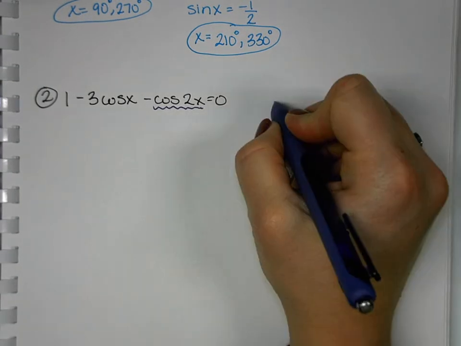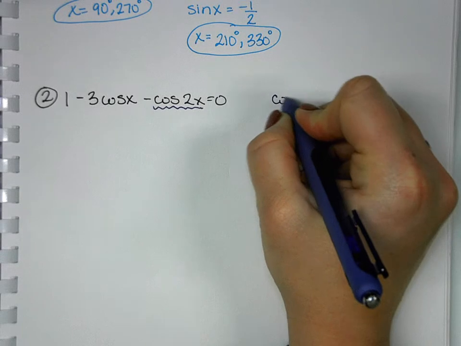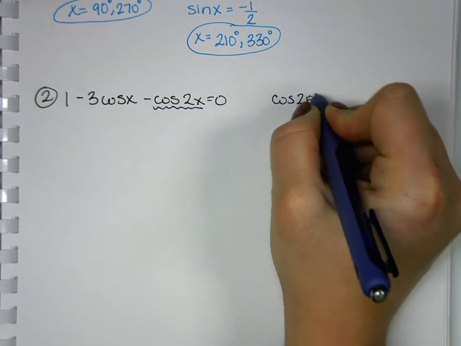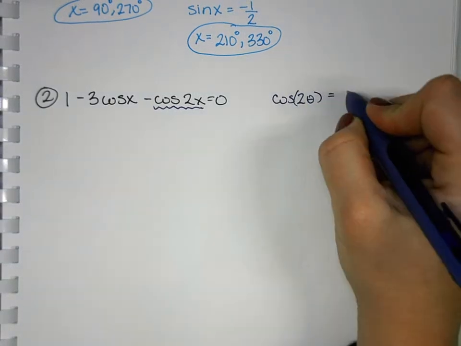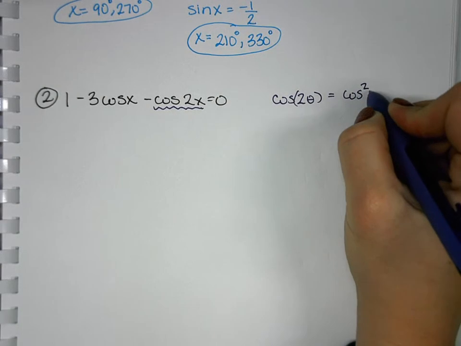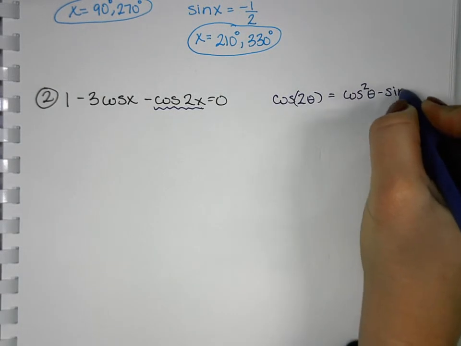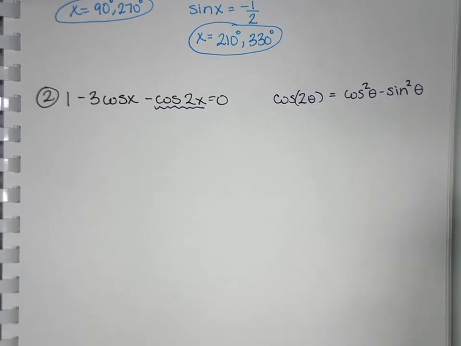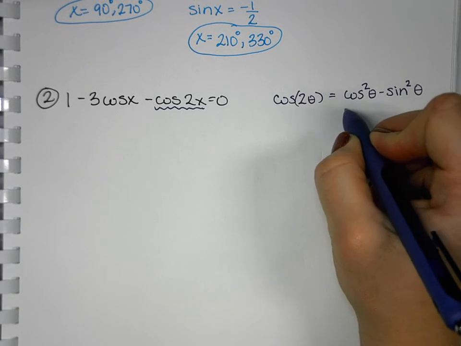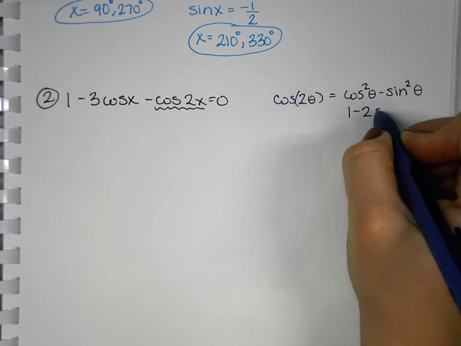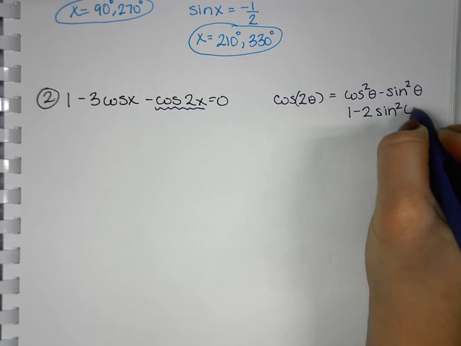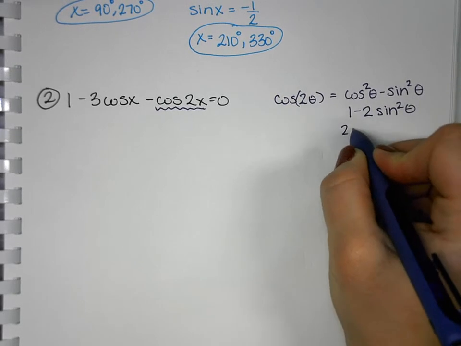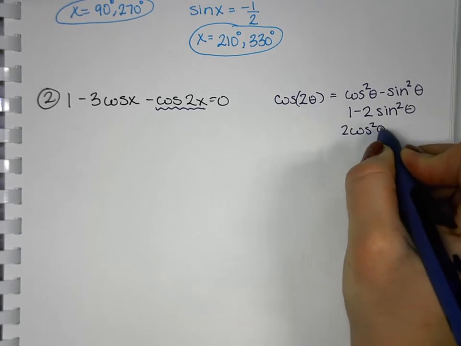So the only issue I see is that for cosine 2 theta, we had 3 options to pick from. So our first one was cosine squared minus sine squared. Our second option was 1 minus 2 sine squared. And our third option was 2 cosine squared minus 1.